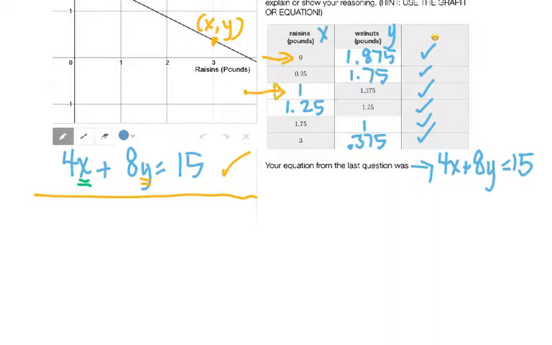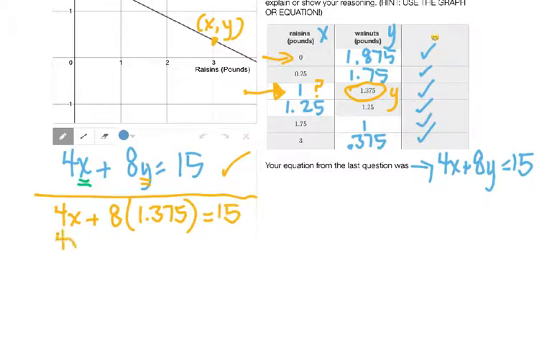Let's do this one right here. All right, I had no idea what X was. I didn't know how many pounds of raisins he bought, but I know that he bought 1.375 pounds of walnuts. All right, so I'm going to substitute. This is a Y value. So I'm going to write 4X plus 8 times the Y value, which is 1.375. And we know that the right-hand side is 15. I'm going to use my calculator, and I'm going to multiply 8 times 1.375.